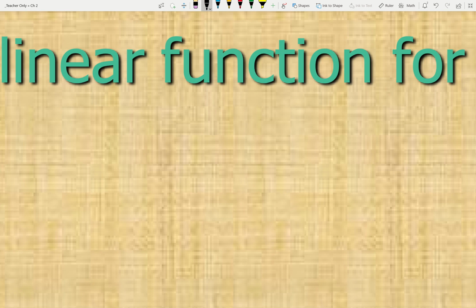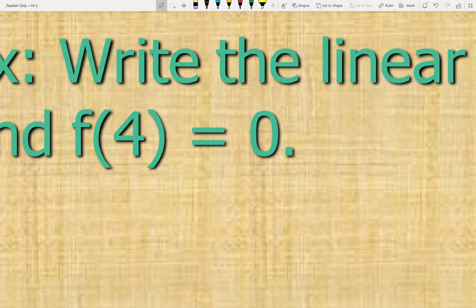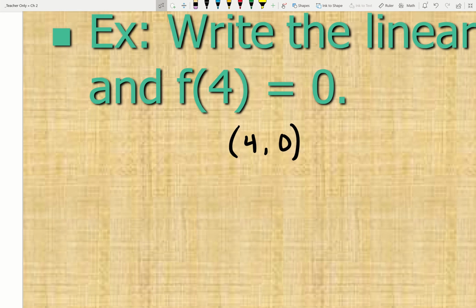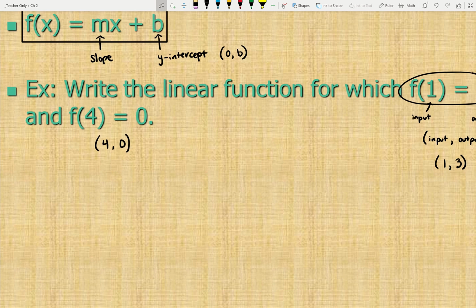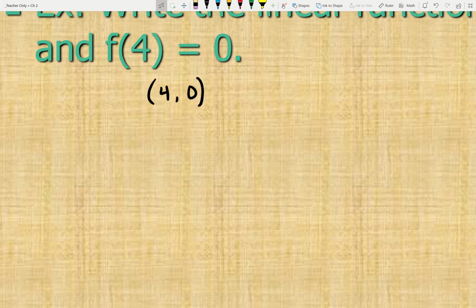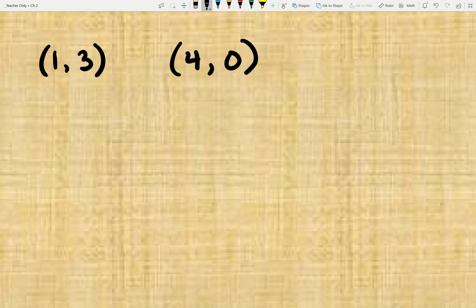Okay? Similarly over here, if I tell you that f of 4 is equal to 0, that corresponds to an ordered pair with coordinates 4 and 0. And so if I take a look at this question framed in that direction, it's saying to write a linear function for which (1, 3) and (4, 0) live on that line. And these are exact questions that you have taken a look at in the past whenever you've done simple algebra questions. So I'm just going to reiterate my 2 points here: (1, 3) and (4, 0).